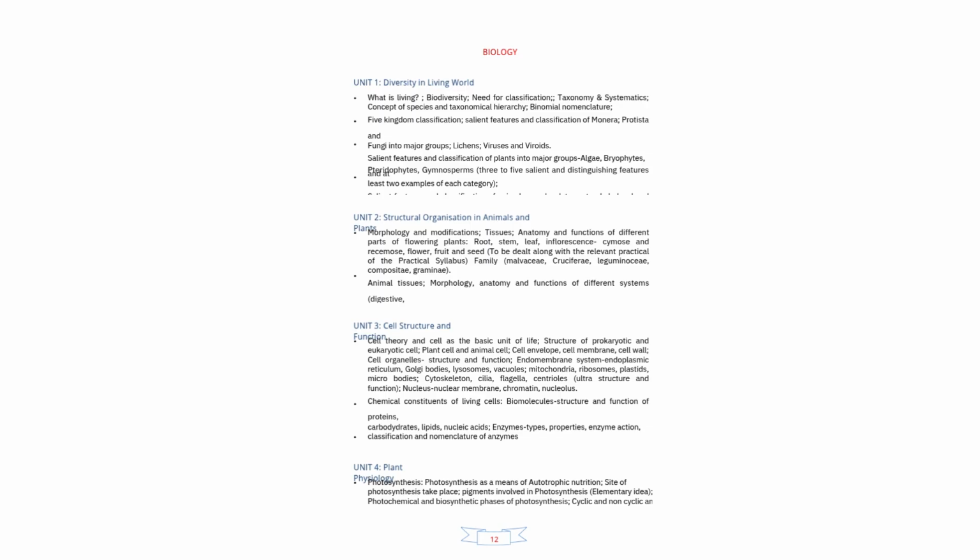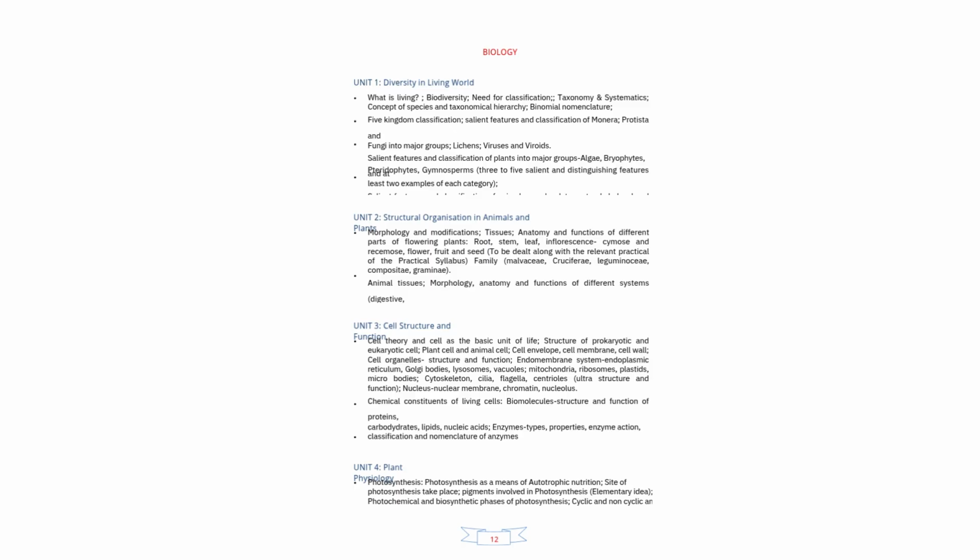Unit 2. Structural organization in animals and plants. Morphology and modifications, tissues, anatomy and functions of different parts of flowering plants: root, stem, leaf, inflorescence (cymose and racemose), flower, fruit and seed, to be dealt along with the relevant practical of the practical syllabus. Family: Malvaceae, Cruciferae, Leguminosae, Compositae, Graminae. Animal tissues, morphology, anatomy and functions of different systems (digestive, circulatory, respiratory, nervous and reproductive) of an insect, frog. Brief account only.